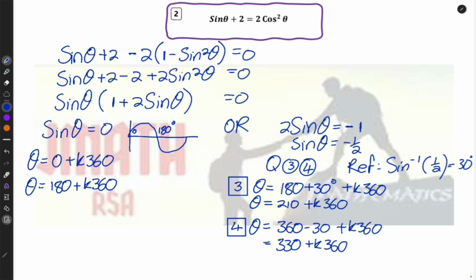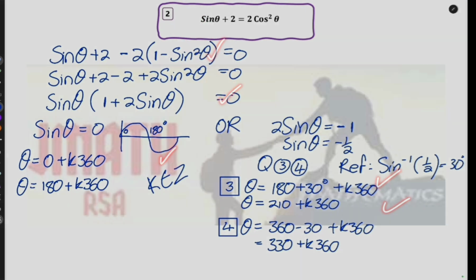Okay, so you would notice I forgot something, so I must just somewhere in the sum write k is an element of z. And for that, I will get full marks. This sum would be 5 marks, so a mark for the cos squared that you changed, a mark for the factorization, then a mark for the answer for sine theta equal to 0, and then 2 marks for the general solution of the other side.